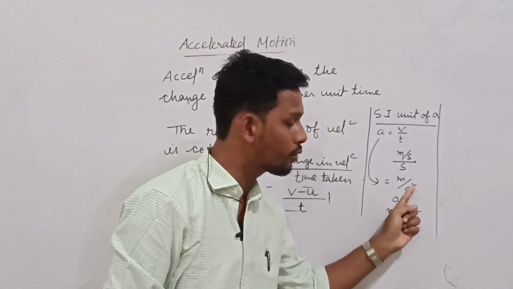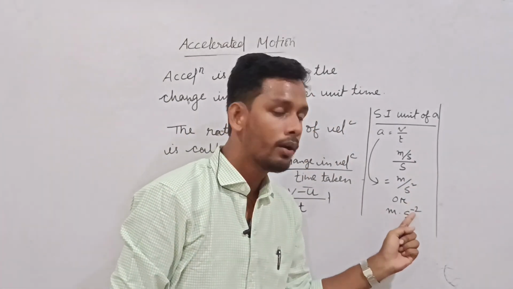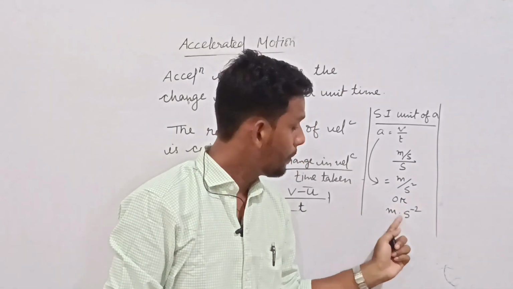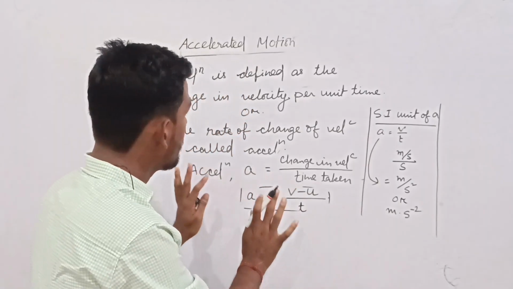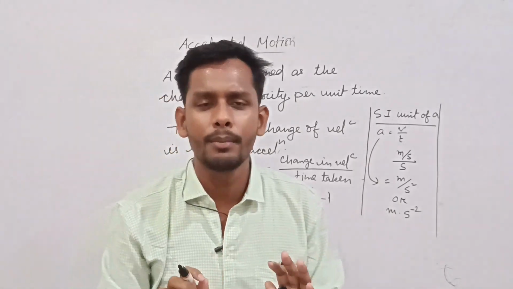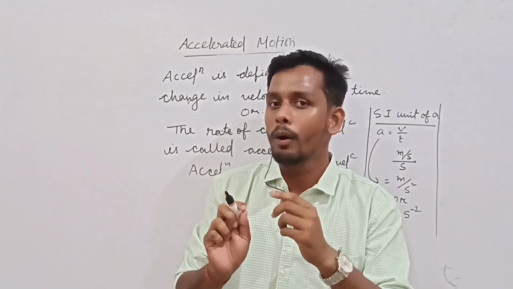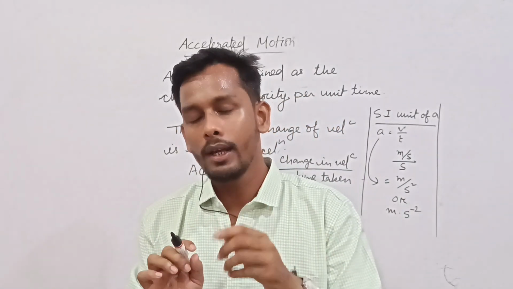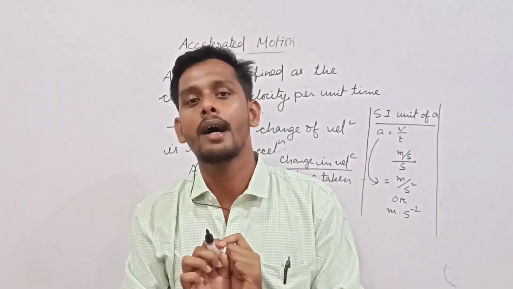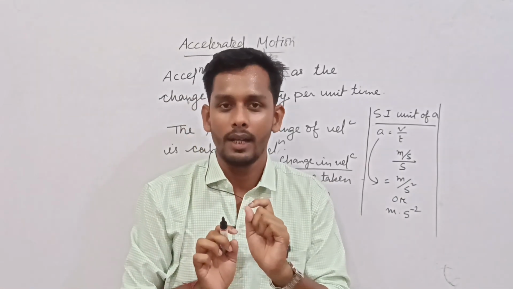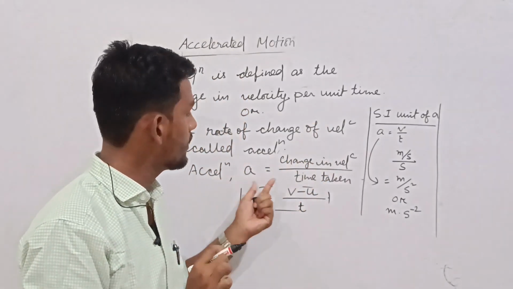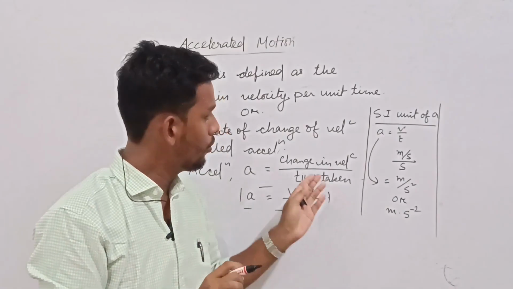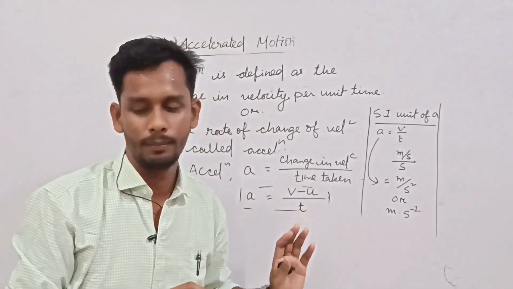You have to write inverse, meter into second inverse 2. It means meter per second square. So this is the topic of acceleration. Acceleration means change in velocity. If an object changes its velocity in a unit time, then you can term it as accelerated motion. Clear? So acceleration is change in velocity divided by time taken.